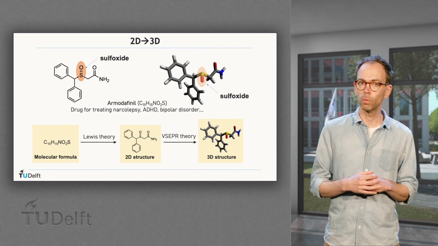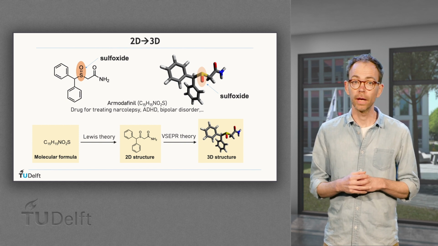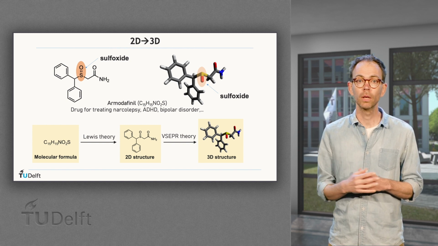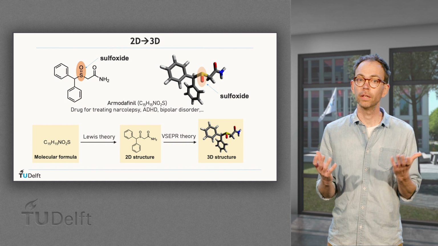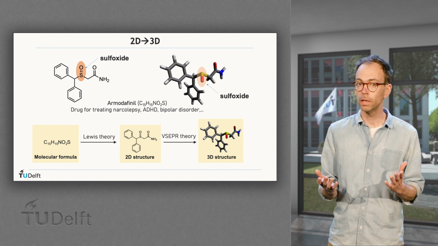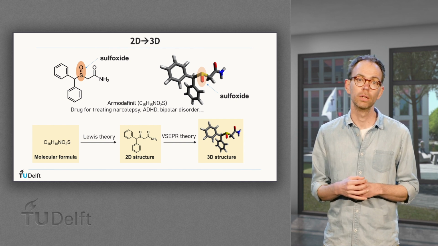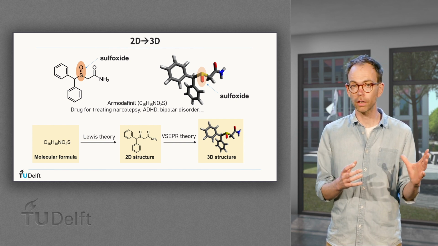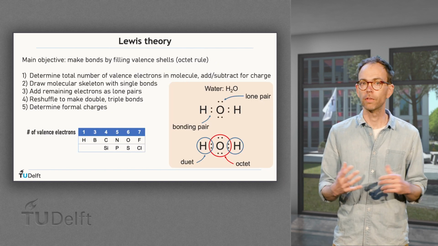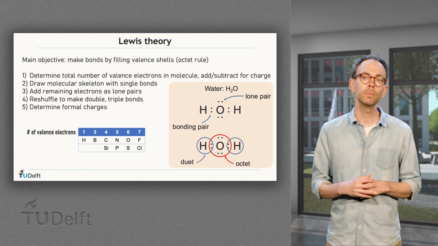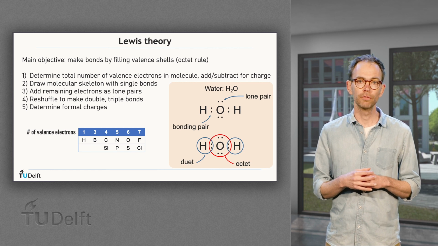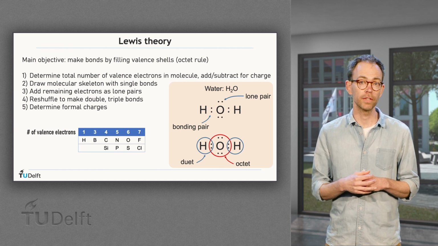There is a very simple way of predicting that structure, and it's a combination of two types of theory. One is Lewis theory. This is a very simple theory that helps us to draw 2D molecules. The second one is something called VSEPR. This helps to convert a 2D structure into a 3D structure. What is Lewis theory? Lewis theory helps us to make bonds between atoms in a molecule by filling up the valence electron shells of the atoms.